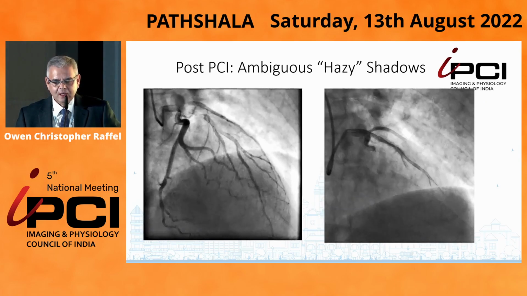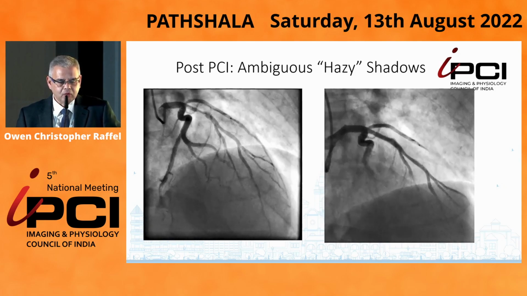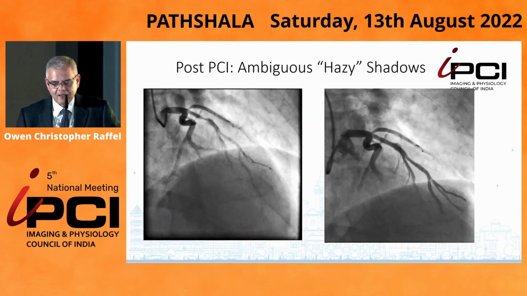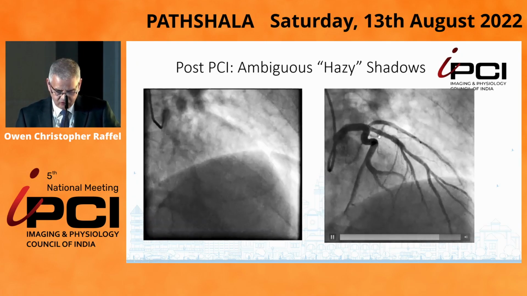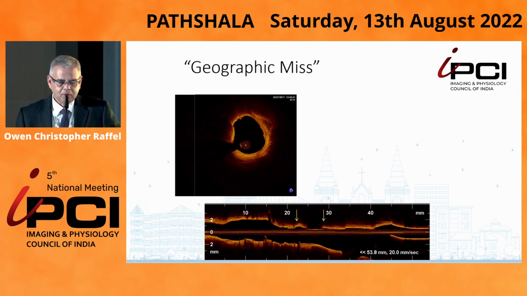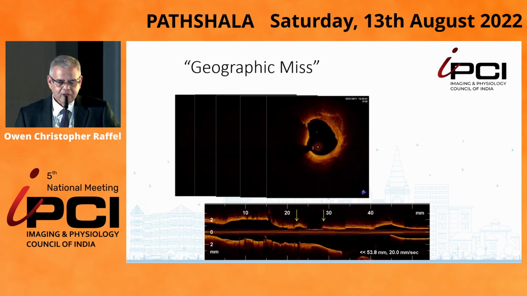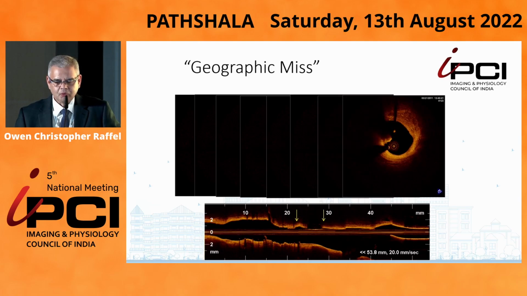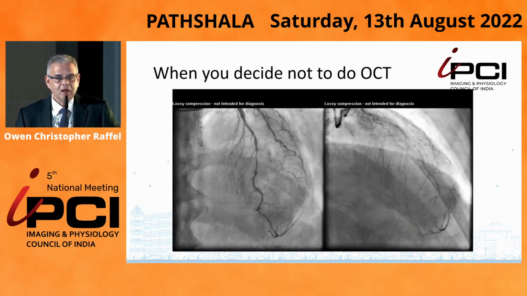What about post-PCI, these ambiguous hazy shadows? This is a patient who had that mid-proximal LAD stenosis, had a stent done by my colleague. He said, look, I've got something unusual going on here, something a bit hazy. So these are the OCT frames, starting off just from the proximal end of the stent. And as you can see very clearly, there's a bit of lipid-rich plaque coming across here. Same lipid-rich plaque. He's got disruption and thrombus, and that's complete geographic miss with really the culprit plaque being entirely proximal to the stent.